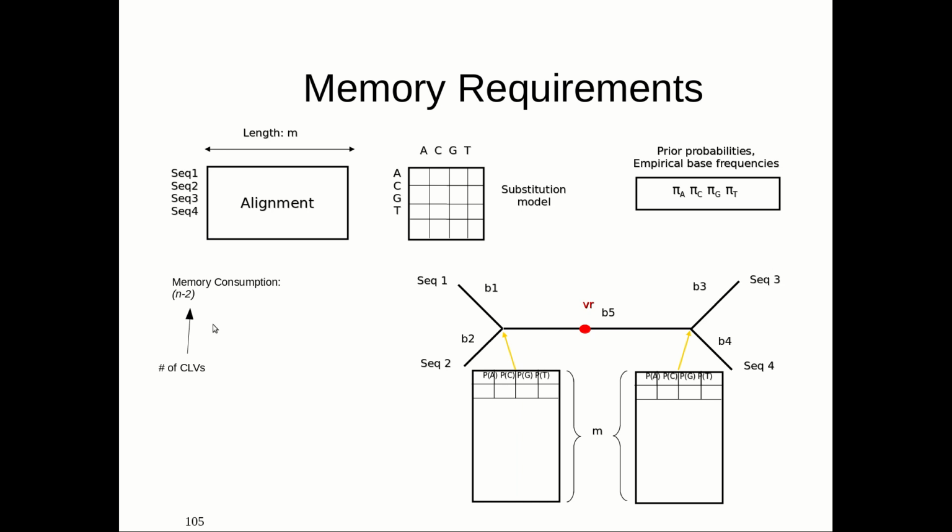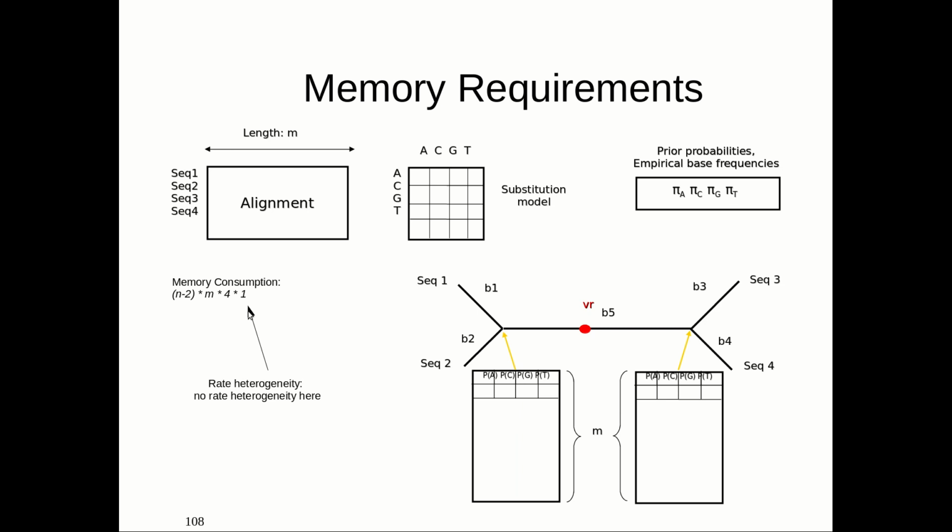So first, we need to think about the number of conditional likelihood vectors. If I have an unrooted binary tree with n sequences, I have n minus 2 inner nodes. So I need to store n minus 2 conditional likelihood vectors in the best case. Then I need to know the number of entries per conditional likelihood vector. This is just the alignment length, right? So the number of those cells here is the alignment length. Then I need to know how many states I'm storing per likelihood vector entry. So here it's 4 states because this is a DNA example.